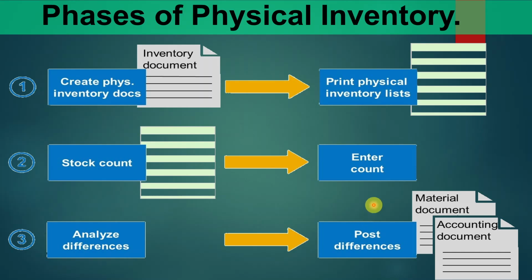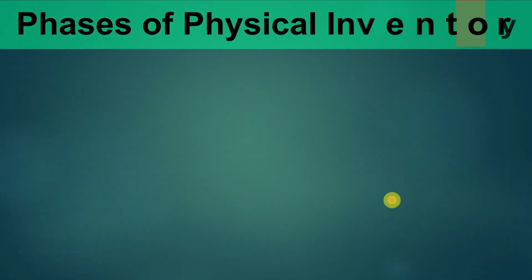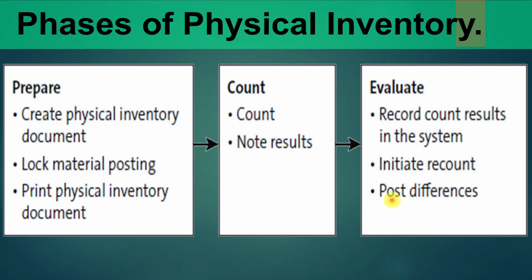If that difference is positive, then a material document and accounting document are created, and certain GL accounts are triggered. If it is negative, the same, but if there is no difference, then no material document is created. That we will see in further slides. Then next, let's relate it to SAP and how we do it. In SAP, we create a physical inventory document. Then we block the material for posting, meaning we cannot do any goods receipt or goods issue during the physical inventory count. Then we print that document.